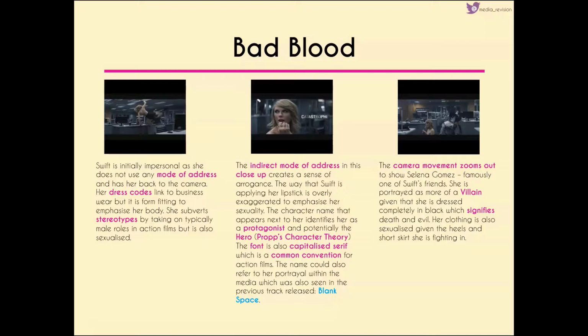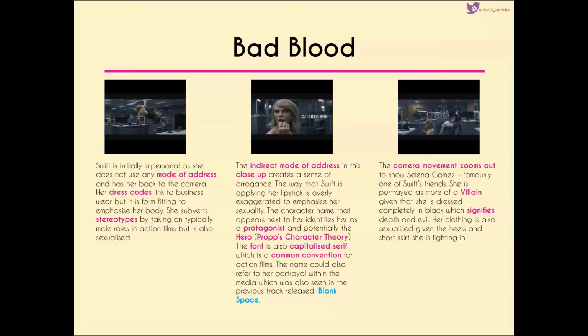Now she then uses indirect mode of address in that centre shot when we get a close-up of her face. It creates a sense of arrogance, particularly in the sense that she's applying her lipstick in an overly exaggerated way. It emphasises her sexuality, and we have her name appear alongside her.